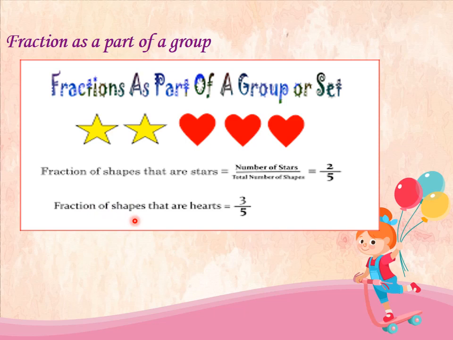Now the fraction of shapes that are hearts. How many hearts are there? 1, 2, 3. That we will write in the numerator. And how many total shapes are there? 5. That we will write in the denominator. So the fraction of shapes that are hearts is equal to 3 upon 5.